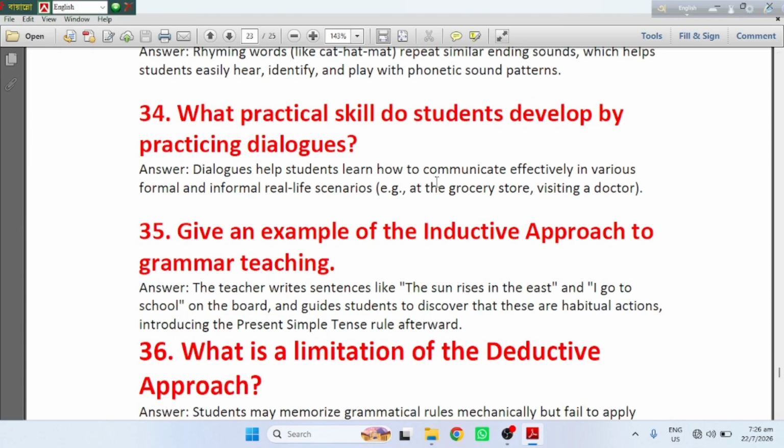34. What practical skill do students develop by practicing dialogues? Dialogues help students learn how to communicate effectively in various formal and informal real-life scenarios. Example, at the grocery store, visiting a doctor. Give an example of the inductive approach to grammar teaching. The teacher writes sentences like "The sun rises in the east" and "I go to school by boat" and guides students to discover that these are habitual actions, introducing the present simple tense rule afterward.